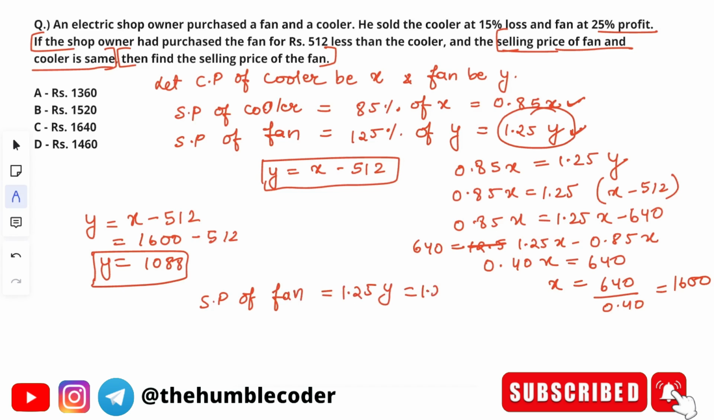Now 1.25 multiplied by 1088 will give us 1360 as the final answer. So this is the correct answer for this question. Let's see if we have that option. Yes, option A is the correct answer, which is 1360, the selling price of the fan.